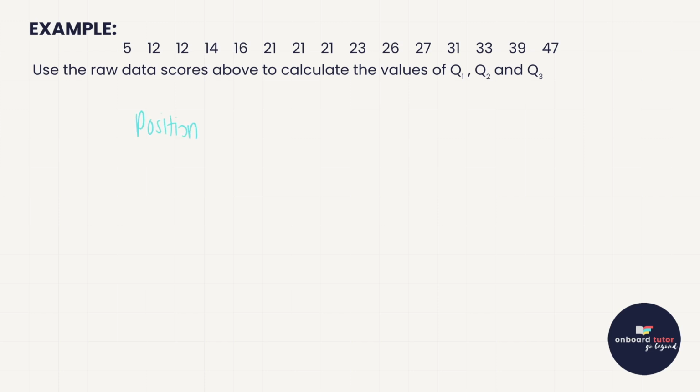We saw just now there were 15 scores here, so n is equal to 15. The position of Q1 is going to be 1/4 times 15 plus 1, and that gives us 4th position. Q2 is going to be 2/4, or 1/2, times n plus 1. So that's 8th position, and we actually did work that out earlier. And then Q3 is going to be 3/4 times 16, and if we work that out, it takes us to the 12th data value.